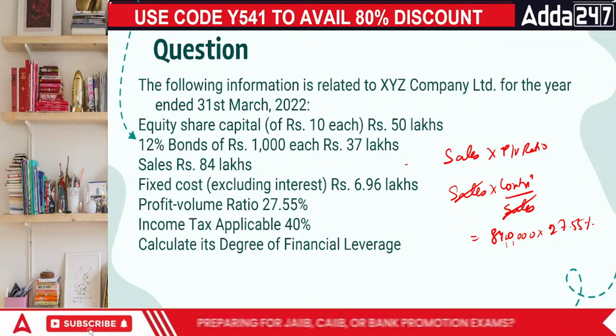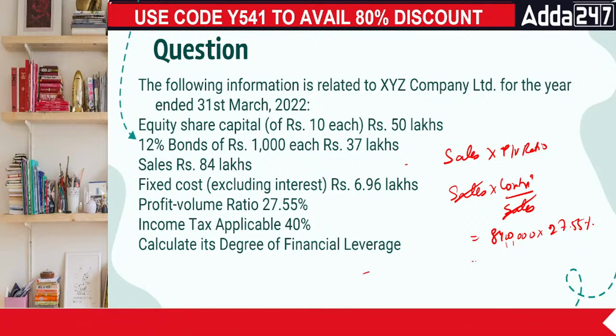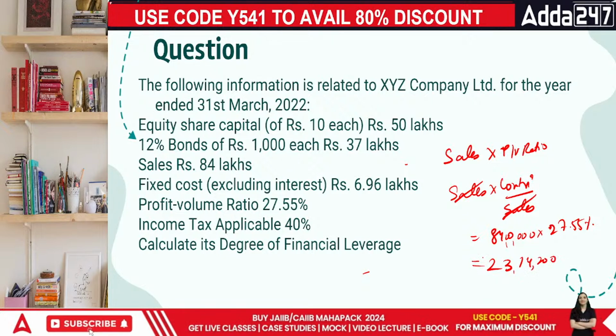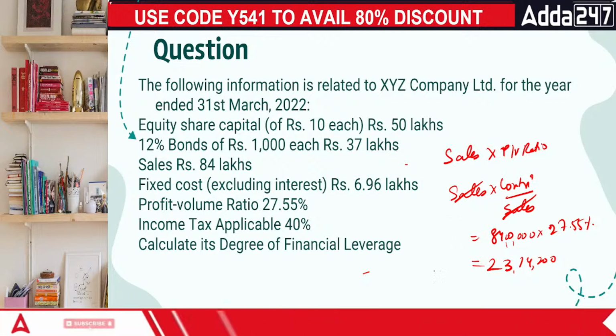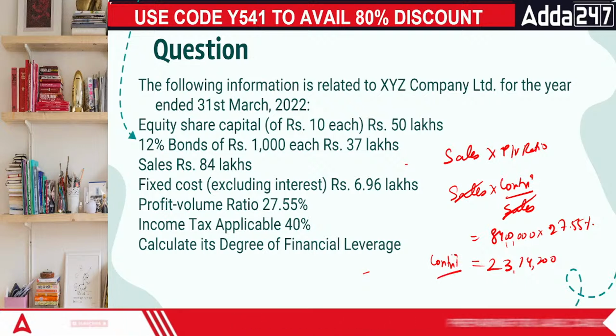84 lakhs multiplied by 27.55%. The answer comes out to be 23,14,200. This is the total amount of contribution that you can find in the question. This is quite important. Your contribution is 23,14,000.